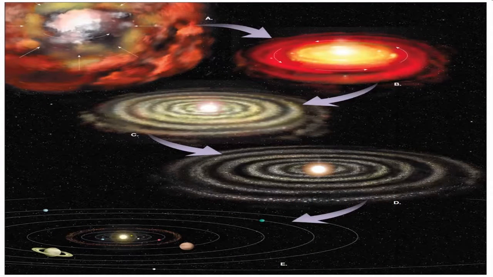You can see in letter D that those pieces of dust are more confined and have bigger pieces. And then in letter E, you see all of the planets going around the sun. They're all revolving around the sun.